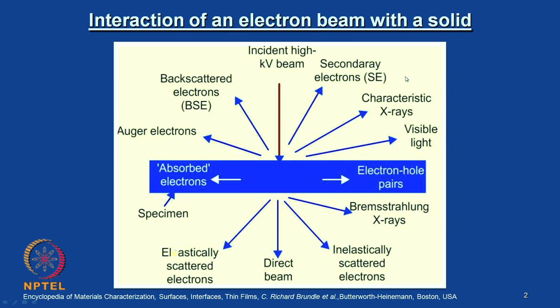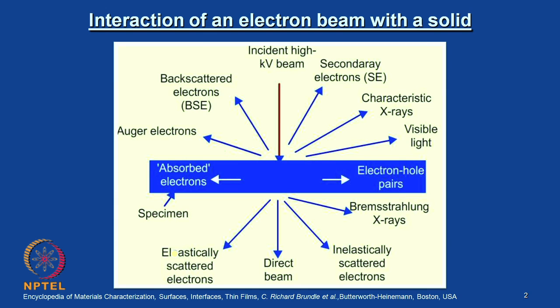We will look at all the spectroscopic techniques in a different lecture series, but you see here, this is also one of the important signals which you get out of the electron beam specimen interaction. And then backscattered electrons and secondary electrons are used in SEM, Auger electrons are used in Auger electron spectroscopy, and the direct beam which comes through the specimen is used in transmission electron microscopy. All the other signals are also used in transmission electron microscopy for different applications; we will look at that at an appropriate time.